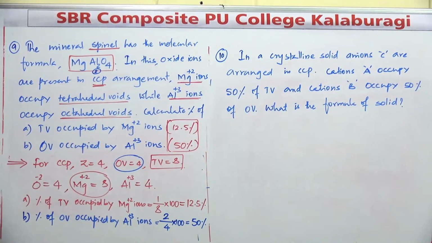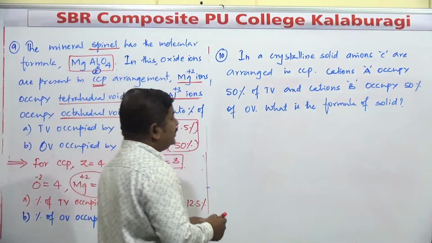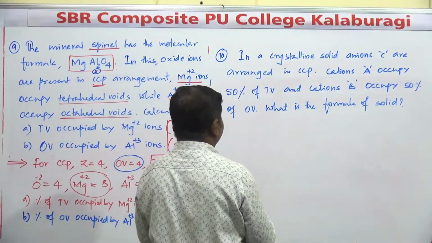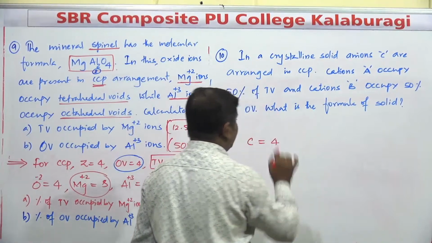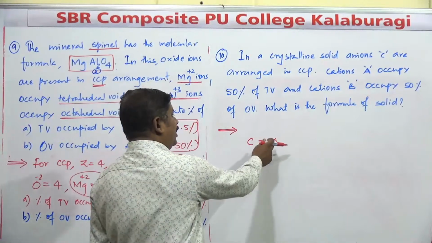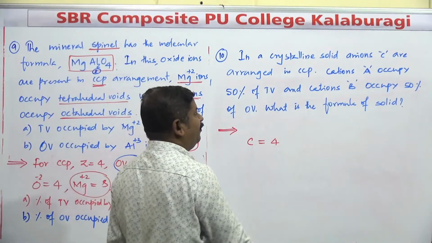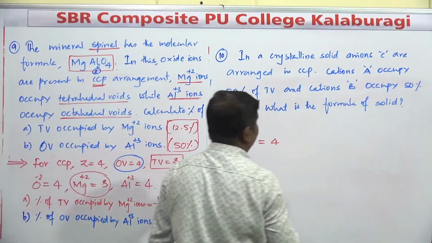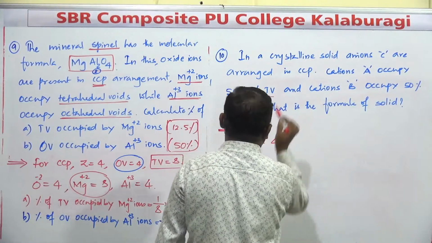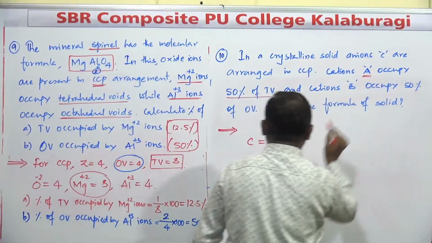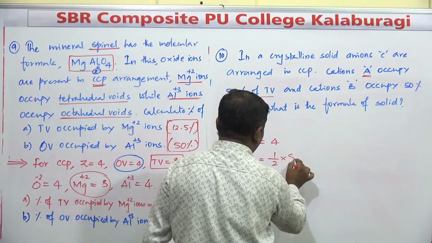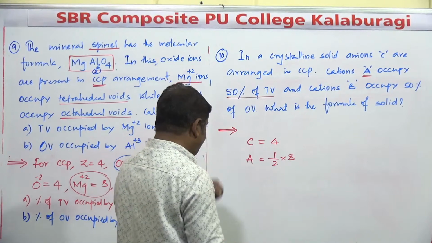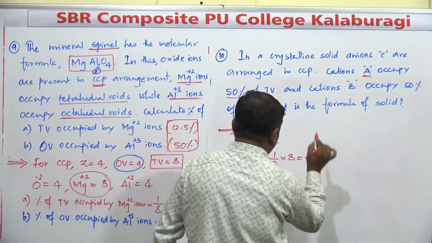What is the formula of the solid? In a crystalline solid, anions C are arranged in CCP. Directly I am writing here, C is equal to 4. Anions C are present in CCP. Total number of spheres in case of CCP is equal to 4. Cations A occupy 50% of tetrahedral voids. A is occupying 50% of tetrahedral void. 50% means it is half of the tetrahedral void. It is 1 by 2 into 8. This is equivalent to 4.